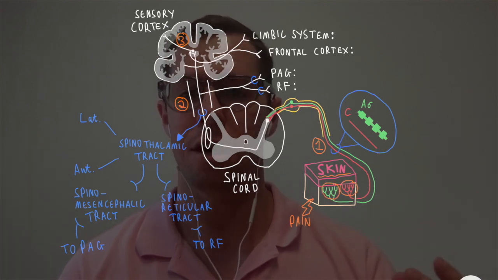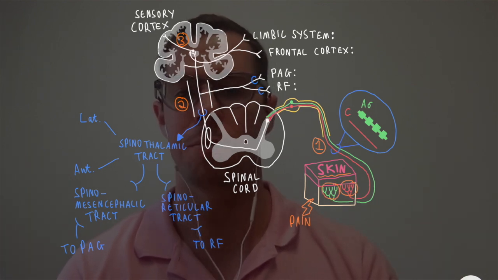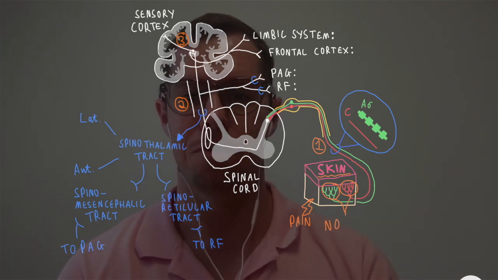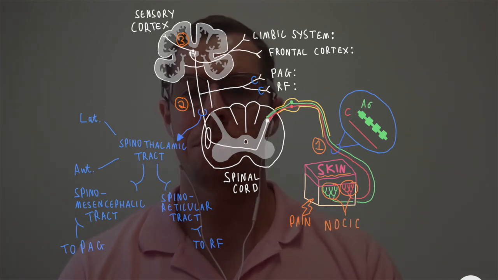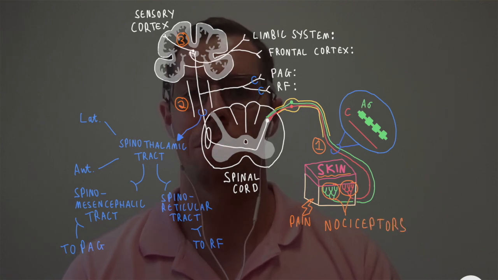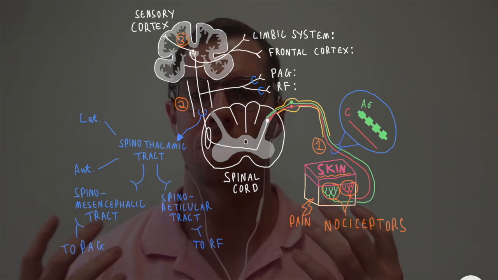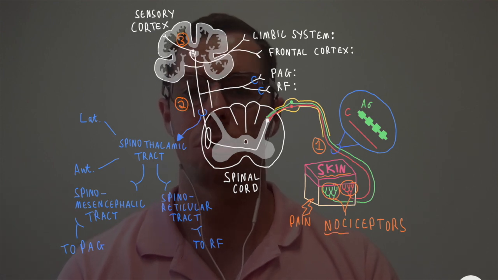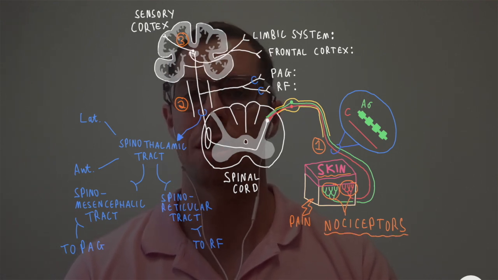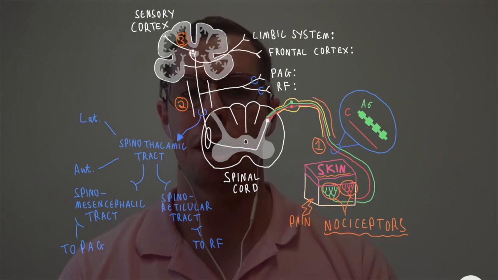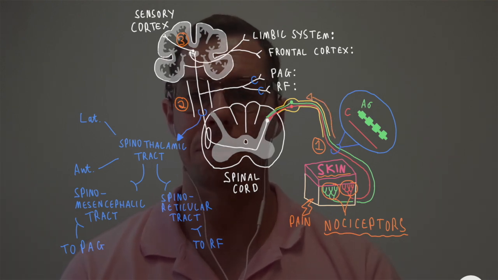Free nerve endings are also called nociceptors, which is the fancy word for pain receptors. Nociceptors are part of what we call first order neurons, which project from the skin to our spinal cord. So, when we activate free nerve endings or nociceptors, this will cause action potentials to be generated in first order sensory neurons, or the first neuron in our 3-neuron system.